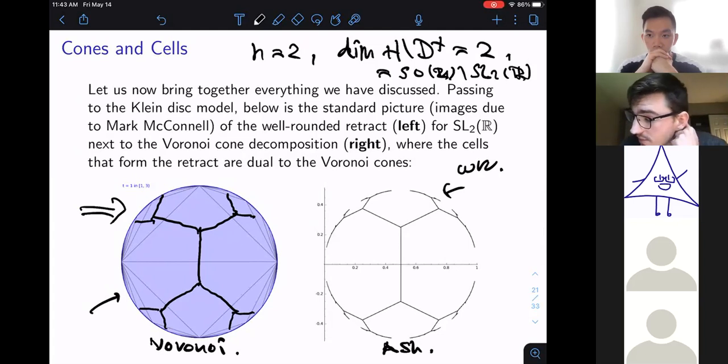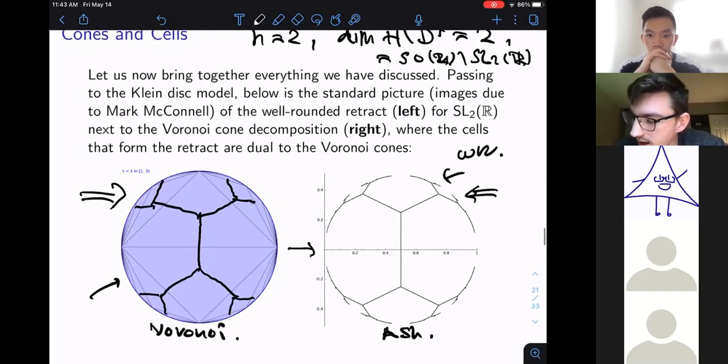These pictures show how you go from one to the other. This perspective is what we'll just finish talking about, because this one is quite useful when you want to compute cohomology.